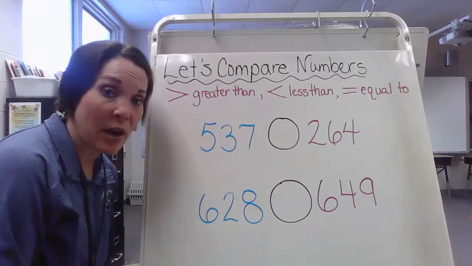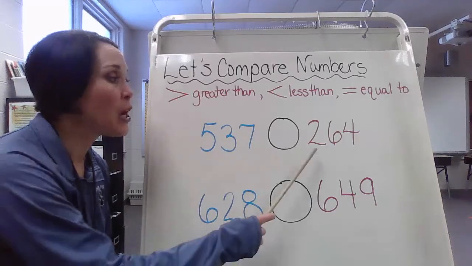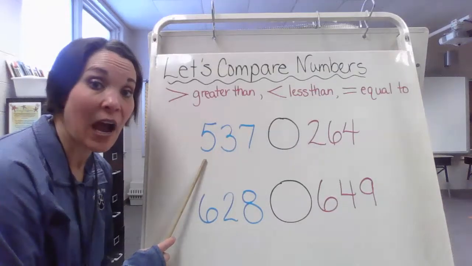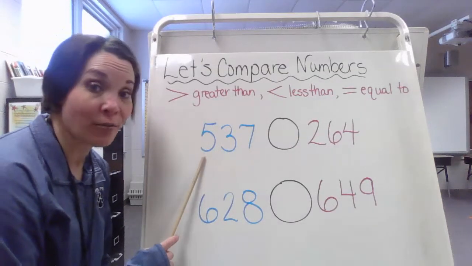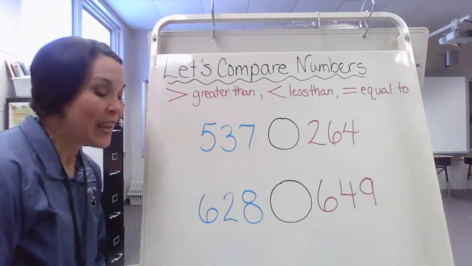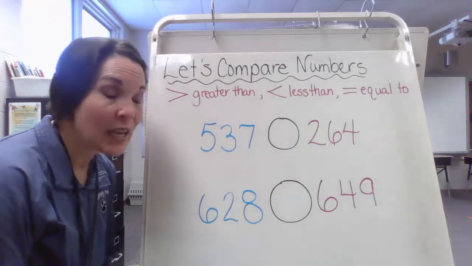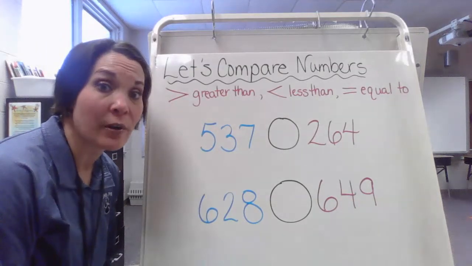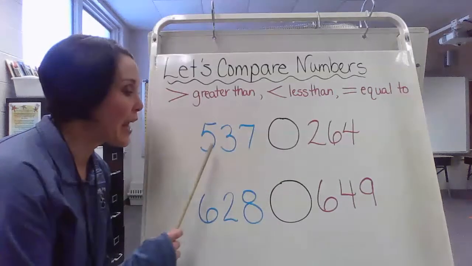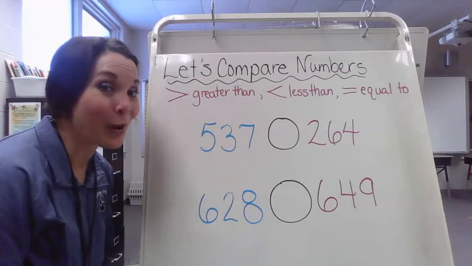When we think about comparing numbers, the first thing we need to do is look at the number in the greatest valued spot. Here we have the hundreds place. We have a 5 in the hundreds place, and a 2 in the hundreds place. Since these numbers are different, I can compare them. It would be difficult to compare numbers that are exactly the same because they have the same value. However, when you're looking at 500 versus 200, I can compare those.